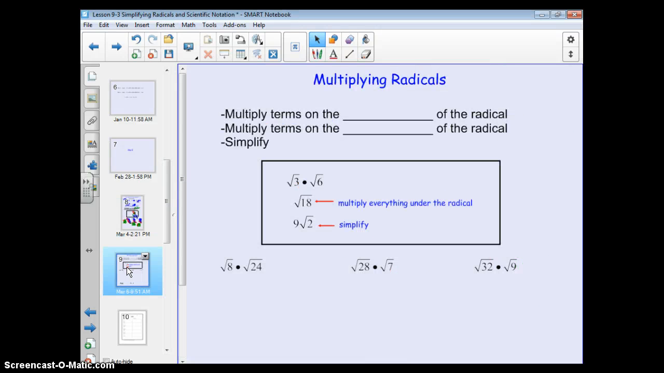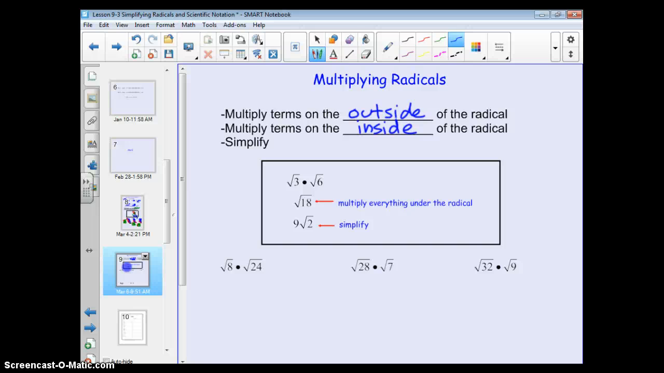So the next thing we're going to talk about real quickly is multiplying radicals. You're always going to start by multiplying whatever terms are on the outside of the radical, and then whatever terms are on the inside of the radical. Once you do that, all there is left to do is simplify. So if you look at our first example here, square root of 3 times square root of 6, we multiply the two numbers that are underneath, we get square root of 18, and then we would simplify that by dividing by prime numbers.